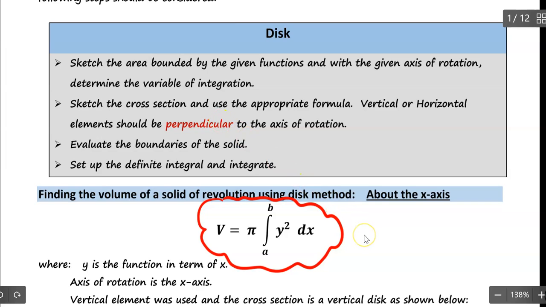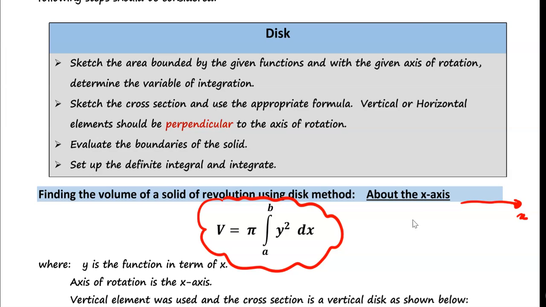Okay, so in calculating volumes, we have to remember the area between the two curves. To find the area between the two curves, the most important factor is either the vertical or the horizontal elements. So when we talk about the x-axis, it means that I would like you to draw the x-axis. Okay, so x, y, so this is my x-axis.